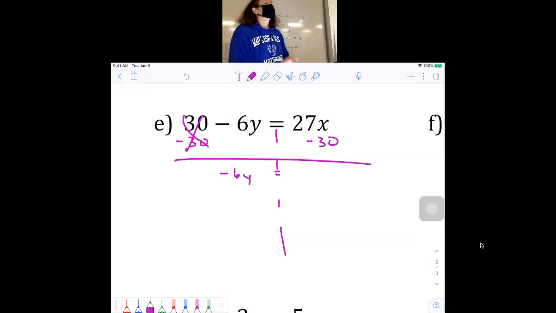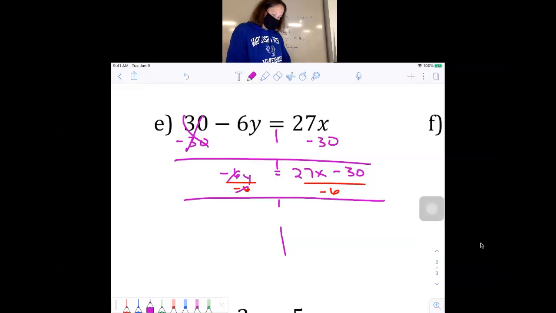Why can't I say that's negative 3x? Because they don't have the same like terms. Exactly. They don't like each other. So you cannot combine those. If they both had x's, then I could say that would be negative 3x. Then what do I do? I would divide both sides, everything, by negative 6. Perfect.